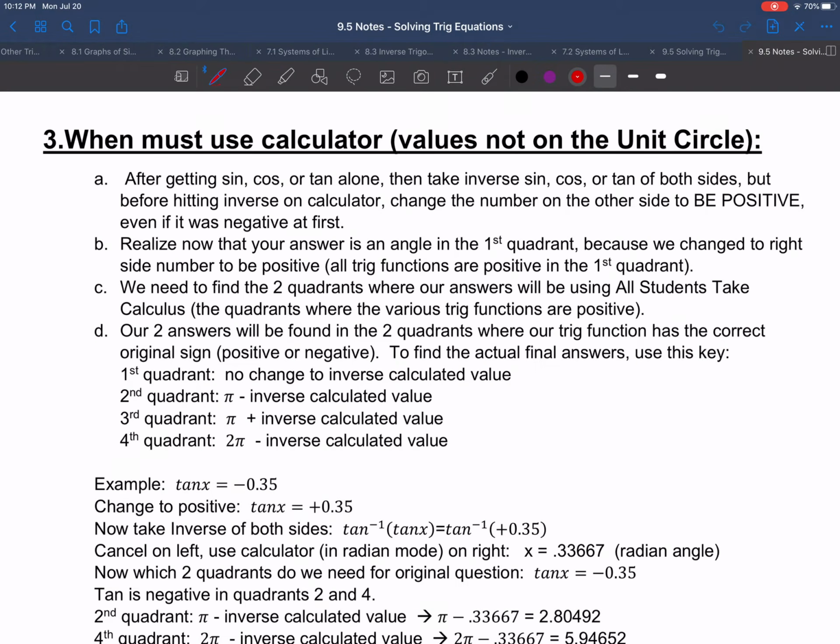It says, realize now that your answer is an angle in the first quadrant. Why? Because we changed the right side number to be positive. All trig functions are positive in the first quadrant. Oh, that's right. Everything's positive in the first. So when we made that positive, we made it first quadrant. We need to find the two quadrants where our answers will be using the all students take calculus, the quadrants where the various trig functions are positive.